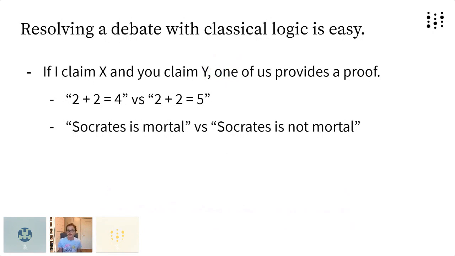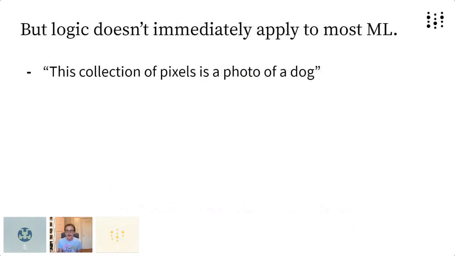If I claim X and you claim Y, the way we resolve our disagreement is that one of us provides a proof. So if I say 2 + 2 is 4 and you say 2 + 2 is 5, one of us needs to provide a proof that what we're saying is true or that the other person's claim is not true. Famously, the debate between Socrates is mortal and Socrates is not mortal was one of the first debates done in classical logic. Turns out Socrates is in fact mortal. But logic like this doesn't immediately apply to most things in machine learning.